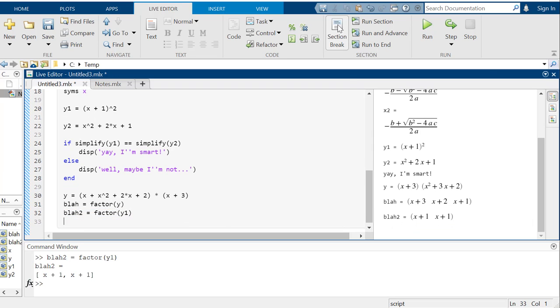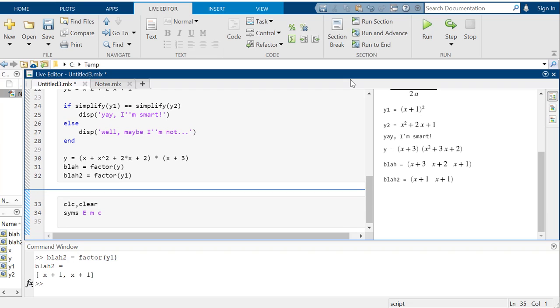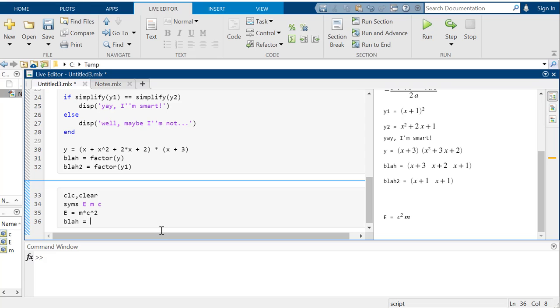So I'm going to put in another section break, and I'm going to declare E, M, and C, and I'm going to say now some new equation. So before, what I was doing, and this is important, I was doing E equals MC squared. So that's one way to do it. But another way to do it is to say that E is equal to MC squared is an equation that I care about. Now, see, it's doing this dumb thing because I already told it what E was.